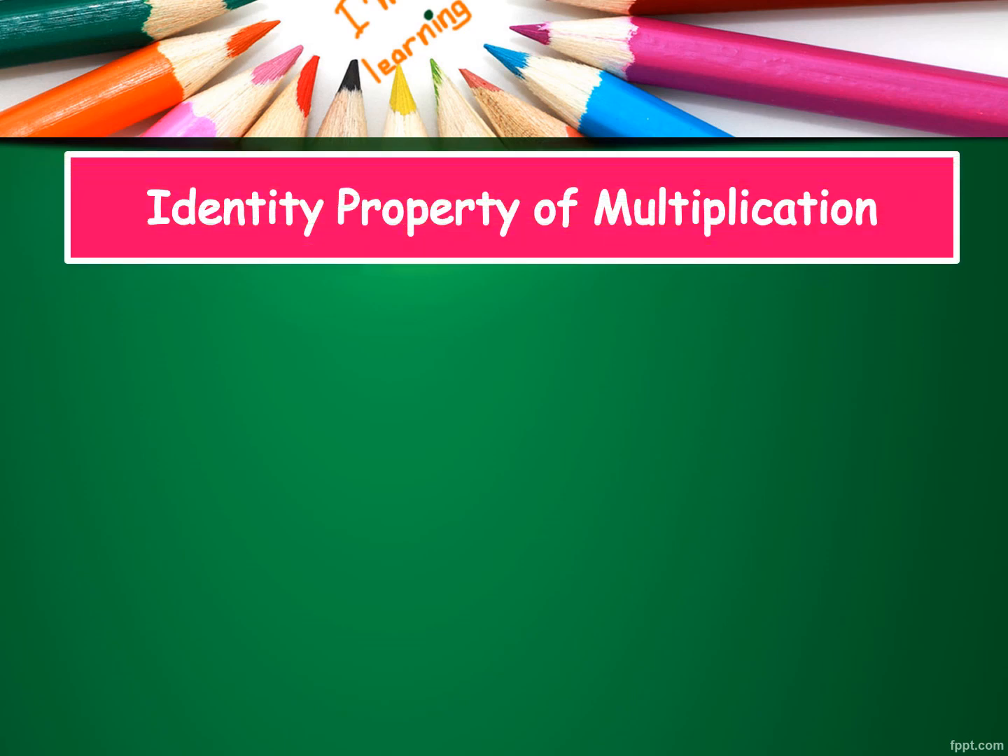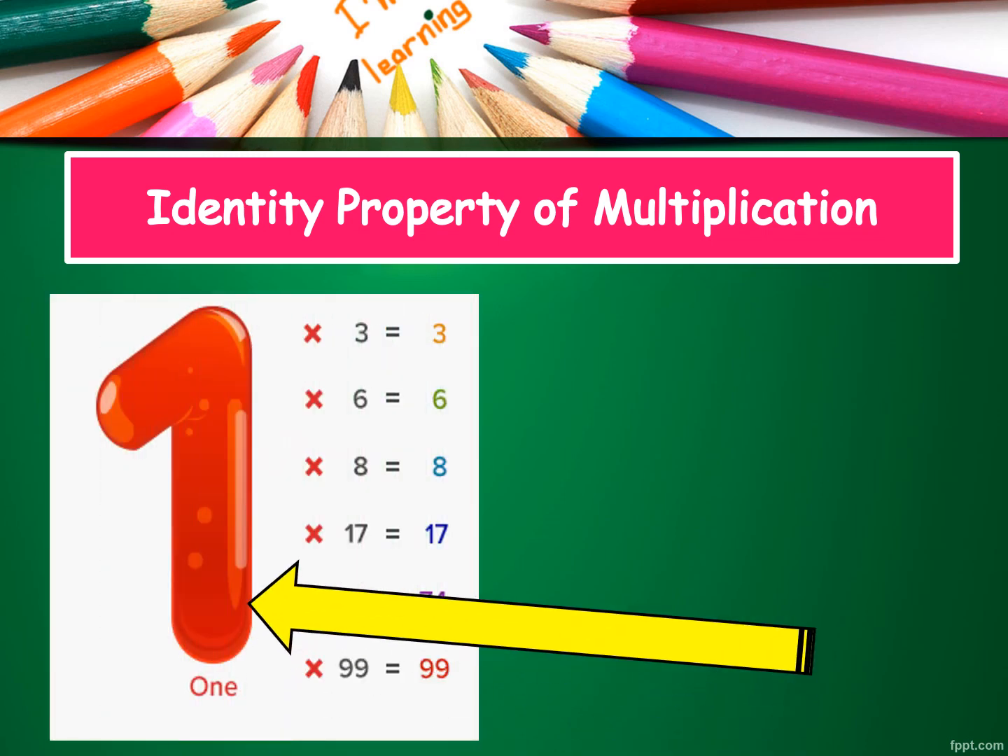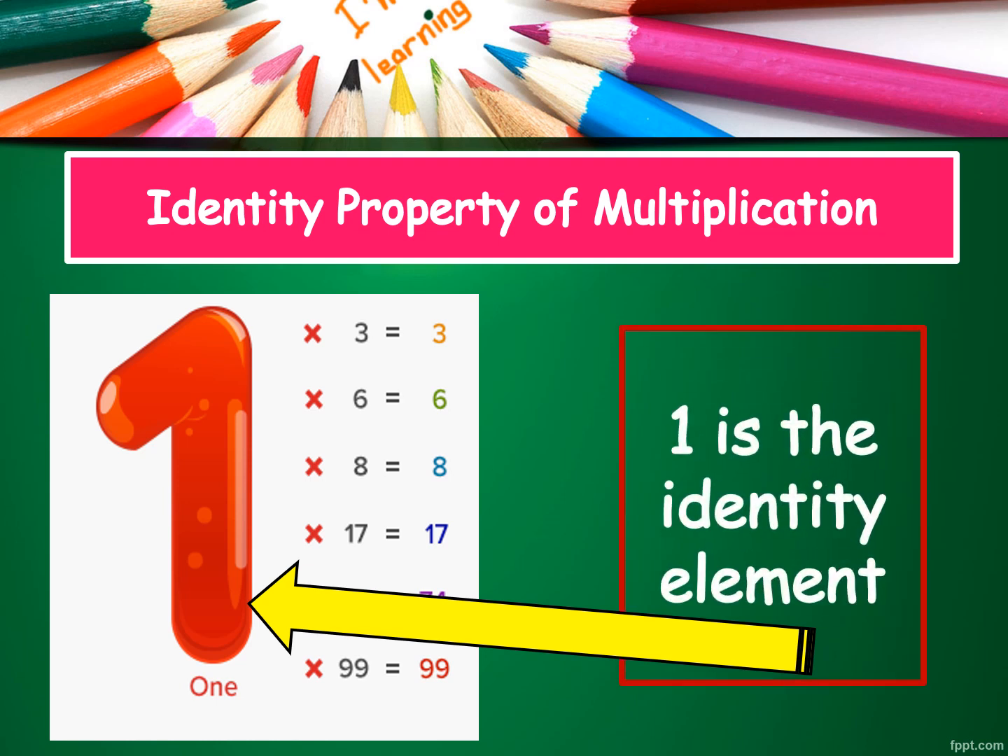Okay, so let's have identity property of multiplication. Ayan. So, makikita nyo may 1, diba? As a multiplier. So, 1 times 3 equals 3. 1 times 6 equals 6. 1 times 8 equals 8. 1 times 17 equals 17. Diba? So, 1 times 99 equals 99. O, diba? Ano masasabi nyo? Yes, very good. Yung 1 ngayon is the identity element sa multiplication.